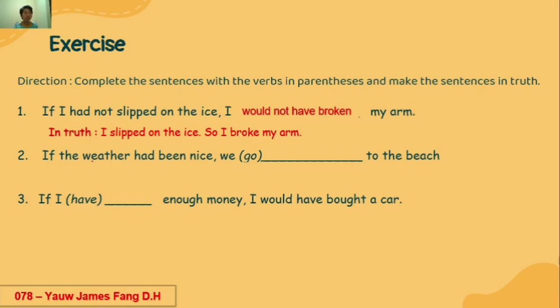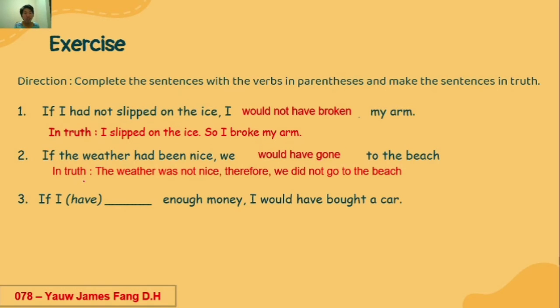Okay, next number 2. If the weather had been nice, we blank to the beach. So the answer is if the weather had been nice, we would have gone to the beach. And in truth, the weather was not nice, therefore we didn't go to the beach. The truth is contrary to the conditional sentence.